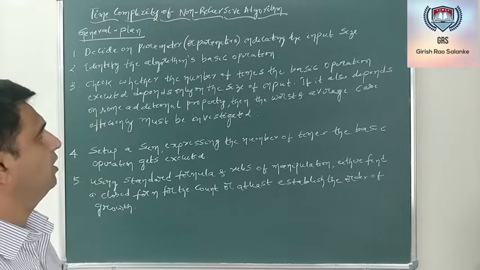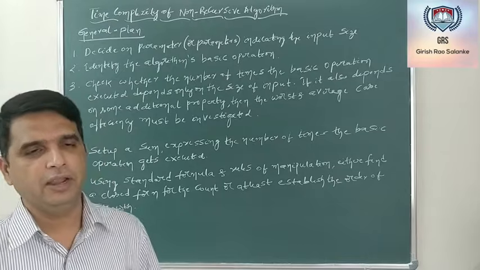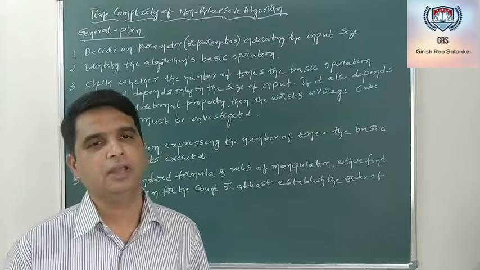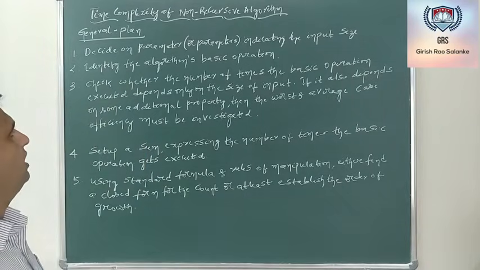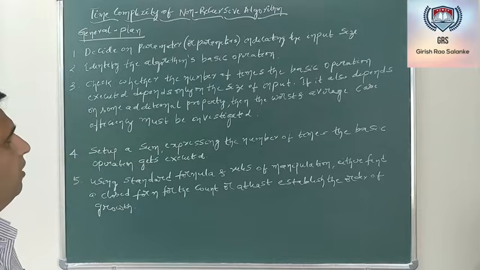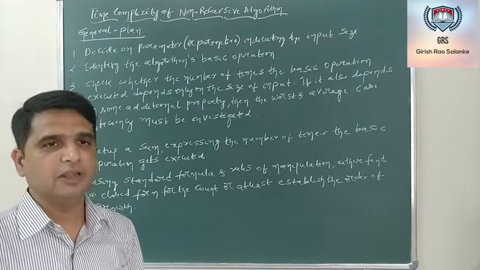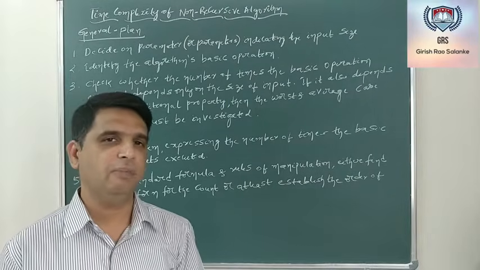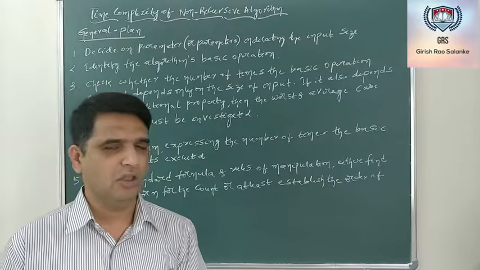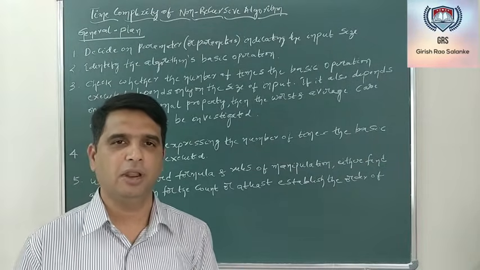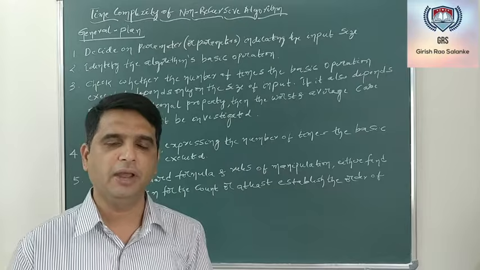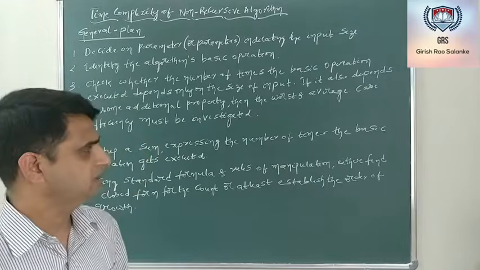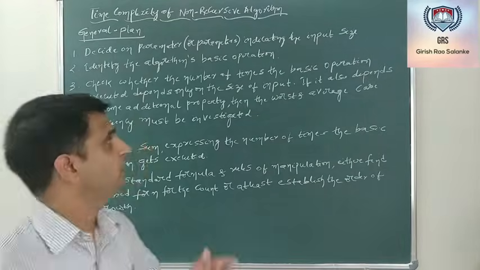So the first step that we are supposed to do is to find the parameter or the parameters which decide the input for a particular algorithm. That's mentioned in the first step: decide on the parameter or parameters indicating the input size. The second thing is we need to identify the basic operation of the algorithm. As we all know, in order to find the time complexity of an algorithm, we need to find how many times the basic operation will be executed. So in the second step, we need to identify the basic operation.